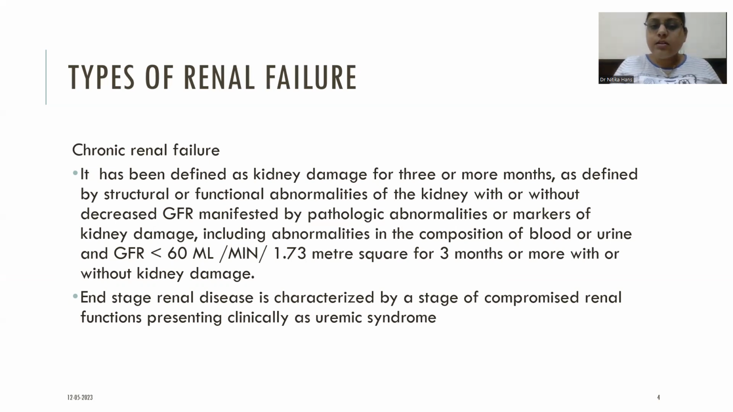And end-stage renal disease is characterized by a stage of compromised renal functions. End-stage renal disease is when there is compromised renal function presenting as uremic syndrome. Uremic syndrome is when there is an increase in the urea levels in the body, and this decreased renal function can lead to end-stage renal disease.